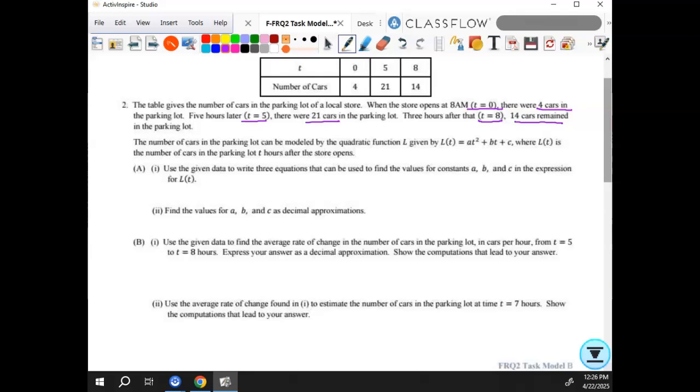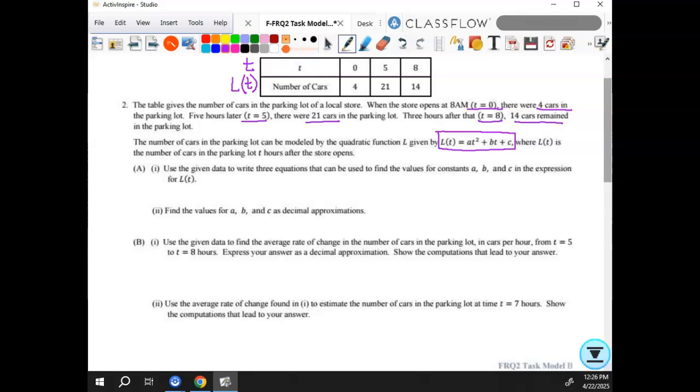So the number of cars in the parking lot can be modeled by the quadratic function L, given by this right here, where L of T is the number of cars in the parking lot, T hours after the store opens. So they gave us information, but they also put it in a little table, which was nice because that doesn't really always happen. I could go ahead and rewrite these as ordered pairs, but since it's in the table, I don't need to. But I am going to mark that this is T and L of T, so I don't get things in the wrong spot. Okay? Because some of us are getting those numbers in the wrong spot, and I don't think it's by accident. I think it's maybe because you don't really know the difference, and that worries me some.